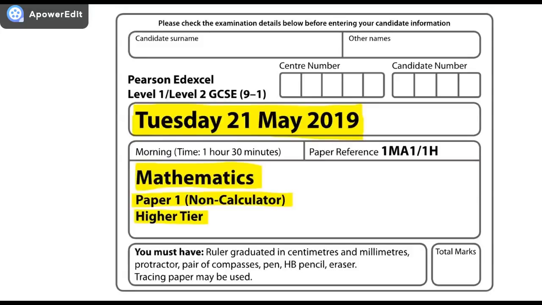In this video I'm gonna solve mathematics paper 1 non-calculator which came in the EDEXCEL exam May 2019. Let's start.